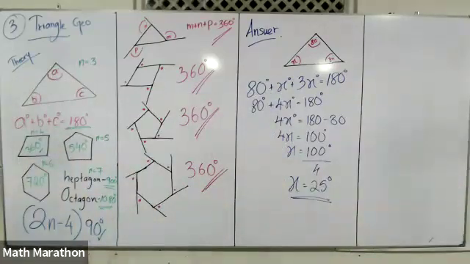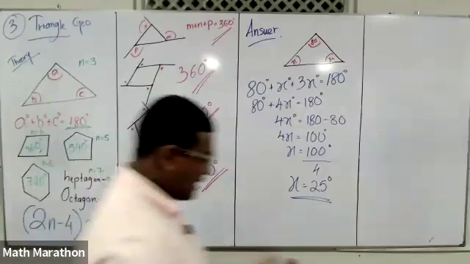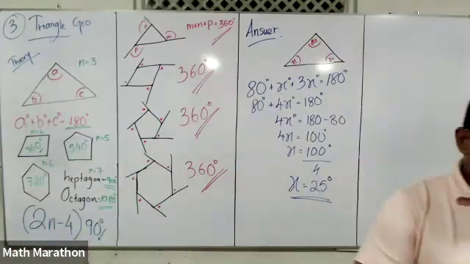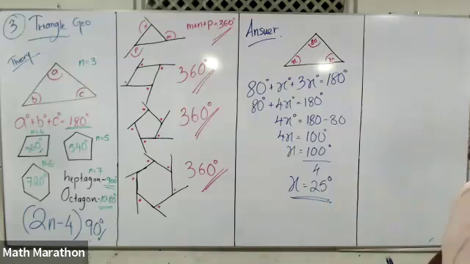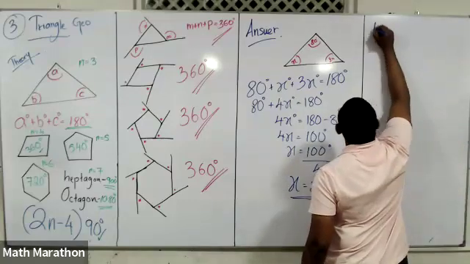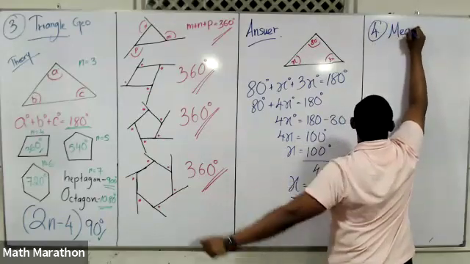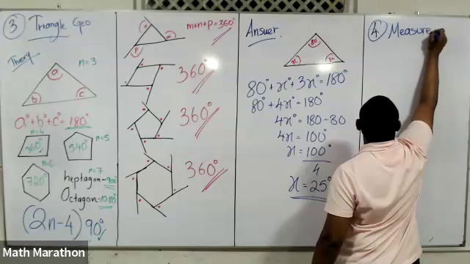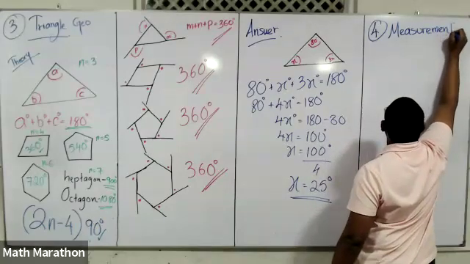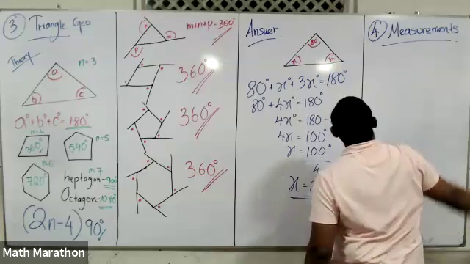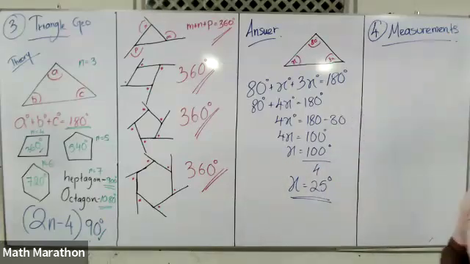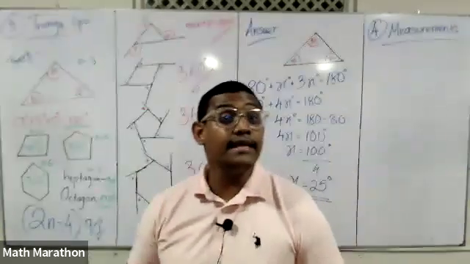Question number 4. Perimeter, and it's under measurements. The section which has the most marks in the exam is measurements: area, perimeter, and volume.